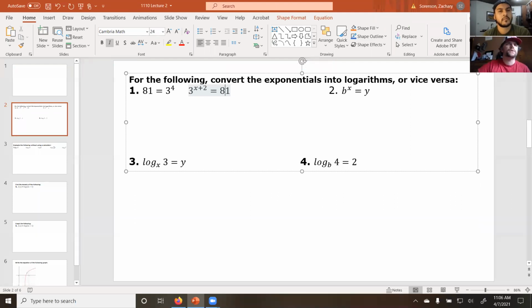Okay, now I can't use the trick immediately. One has a base of 3, one has a base of 81. But if I'm careful about what 81 is, or I'm aware of what 81 is, it's 3 to the 4th, which actually is probably a little bit above the scope of what I would accept or expect.